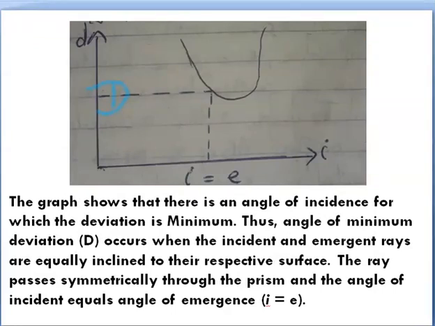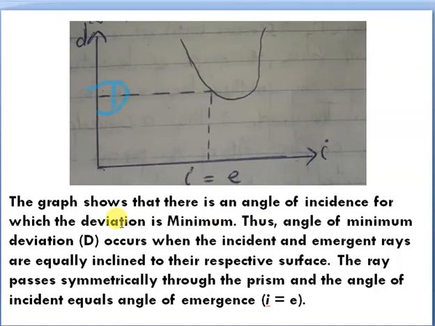So from the experiments, when we measure the sine of the angle of incidence against the sine of the angle of refraction, it will give us our refractive index N. The same thing we did in our rectangular glass block. But in this triangular prism, we also measure the angle of deviation and plot a graph of D against I, and we have an interesting observation.